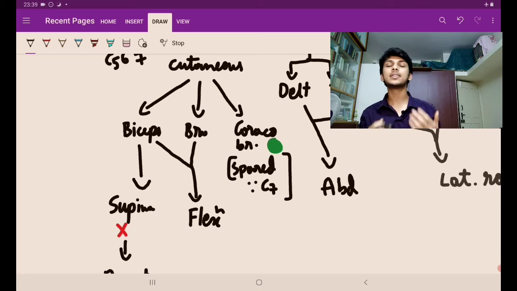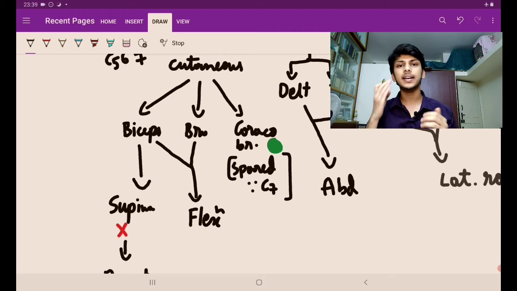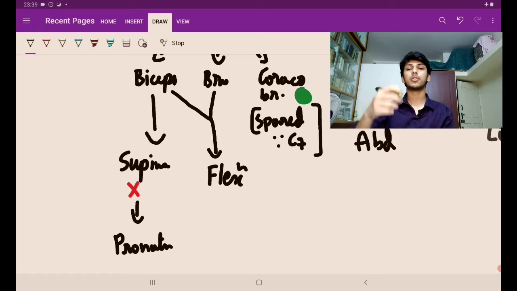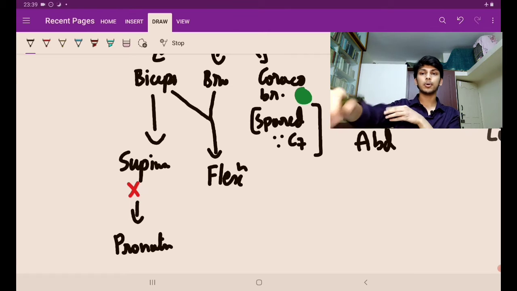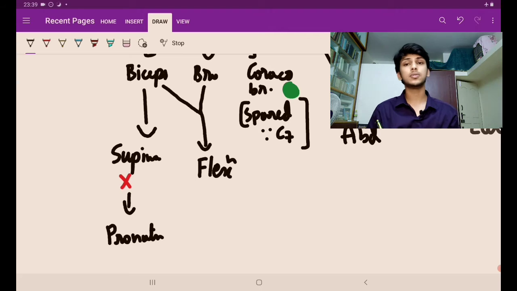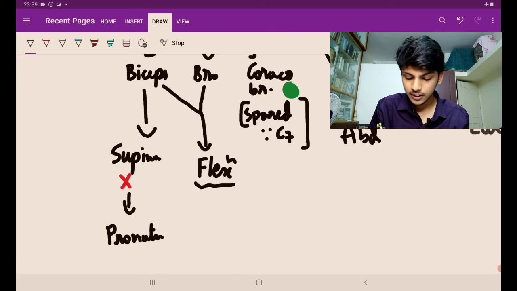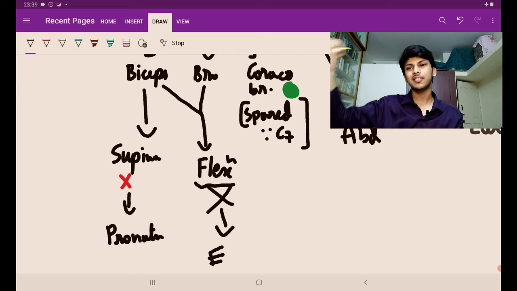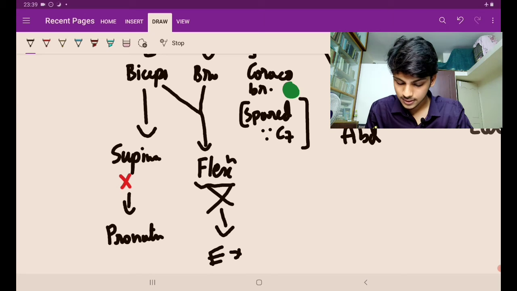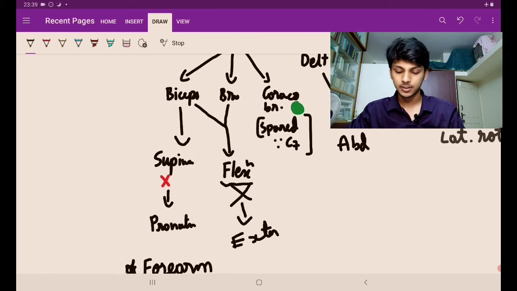So if the supinator action of the biceps is damaged, what will it cause? It will cause pronation of the arm. If the biceps is damaged, it will cause pronation. And since the biceps and brachialis are both flexors, if the flexor action is damaged, it will cause extension. Flexor gone, extension. Why? Because the extensors have unopposed action.